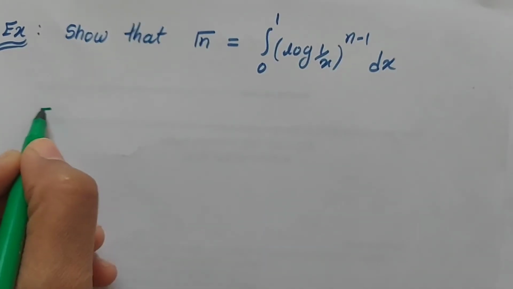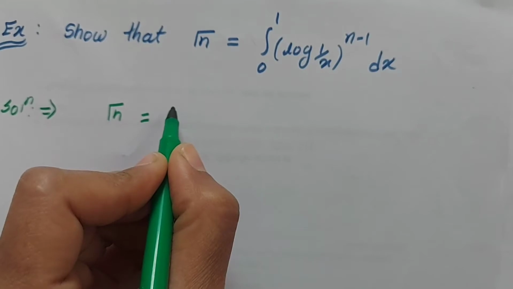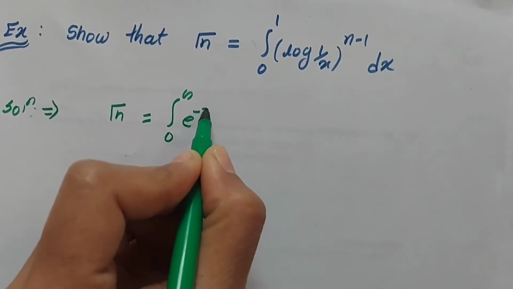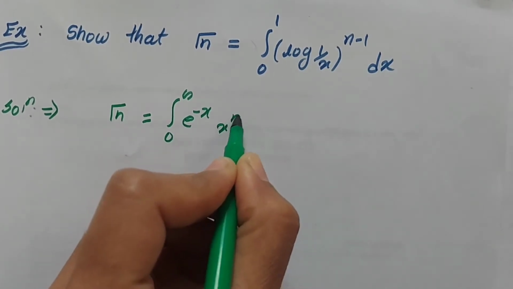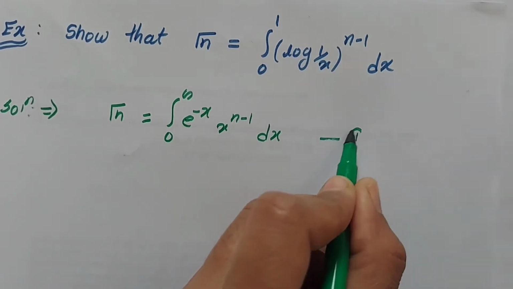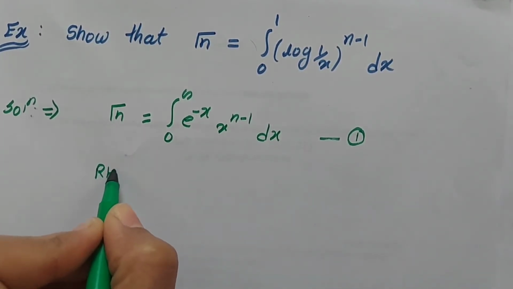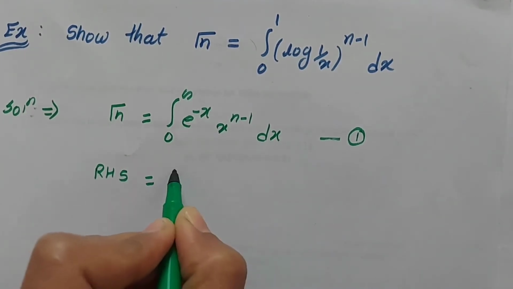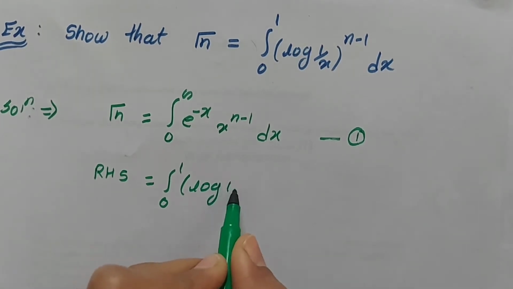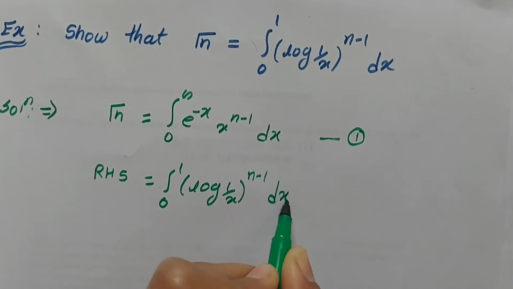That is, by definition of gamma function, gamma of n is equal to the integral from 0 to infinity of e raised to the power minus x, x raised to the power n minus 1 dx. Suppose it is equation 1. For the proof, I take the right hand side, which is the integral from 0 to 1 of log of 1 by x raised to the power n minus 1 dx.